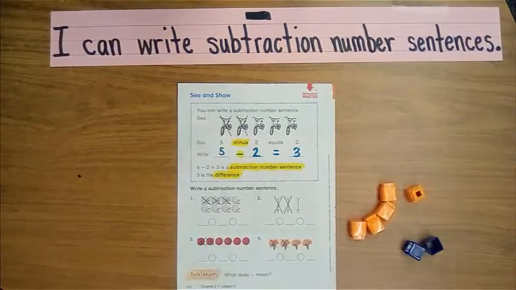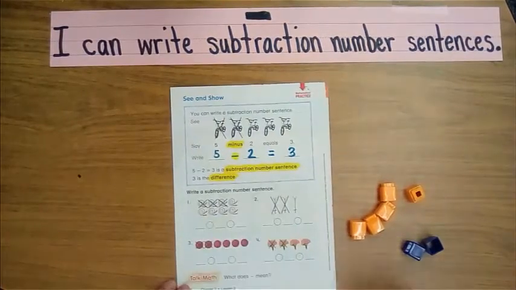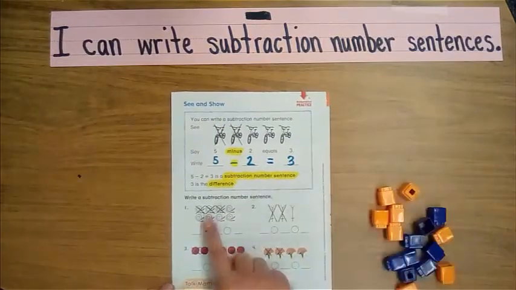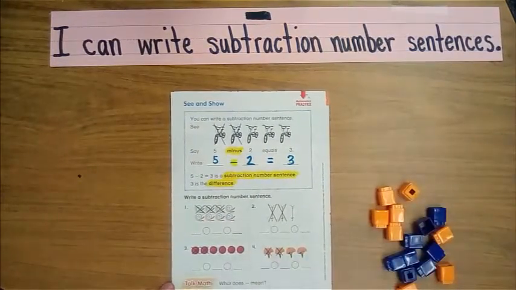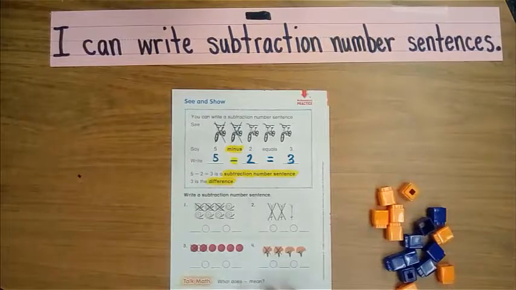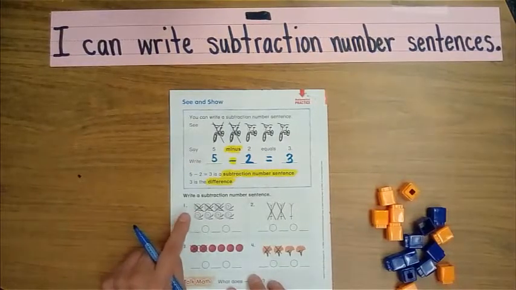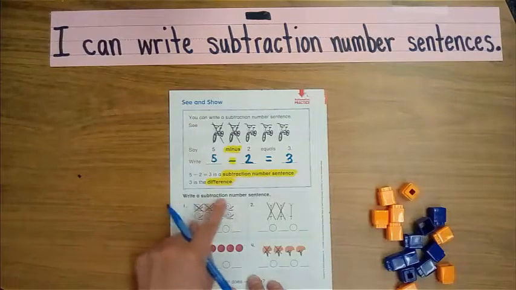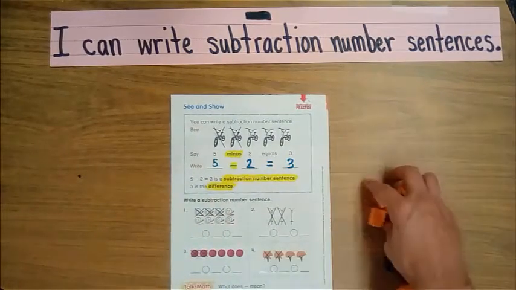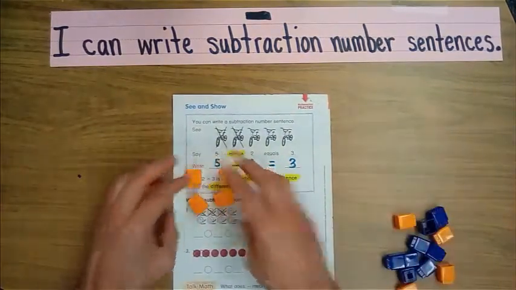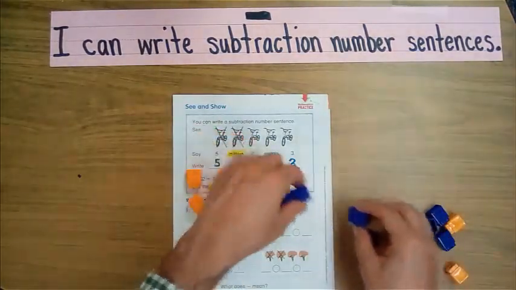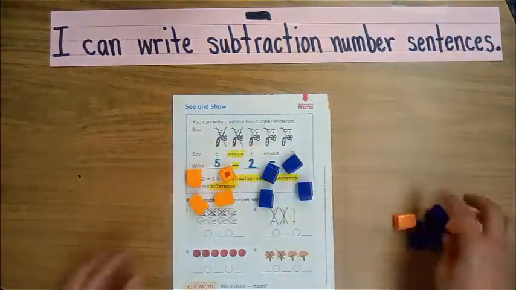Okay, let's move on. You could either use blocks if you want, or you could just cross off pictures like they do here. For this one, it shows that we have 8 of these jump ropes. So I could do that. I could have 8 of the jump ropes here, okay? So I have 8 jump ropes.